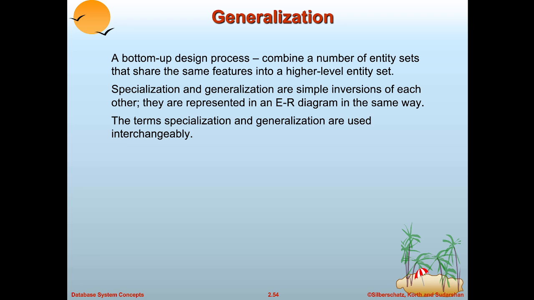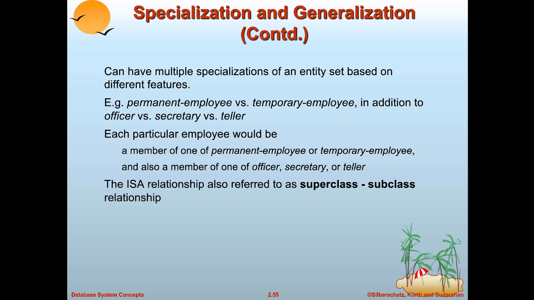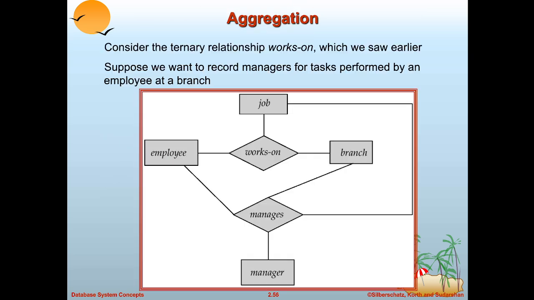The terms specialization and generalization, both can be represented in the ER diagram. They can be used interchangeably. If you are going to use generalization, please don't use specialization. If specialization is there, then don't go for generalization. Specialization and generalization, the ISA relationship, is also called the superclass subclass relationship. So the next relationship is aggregation.